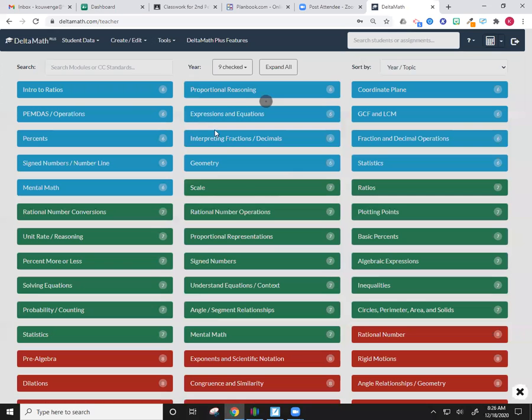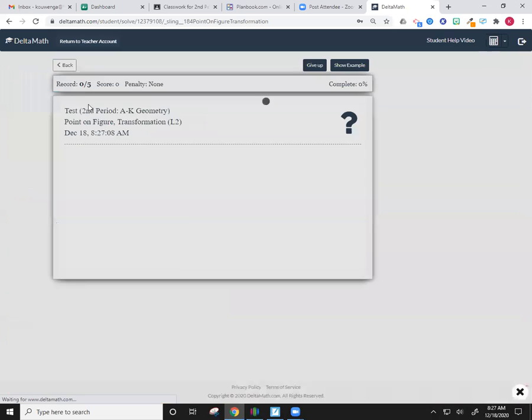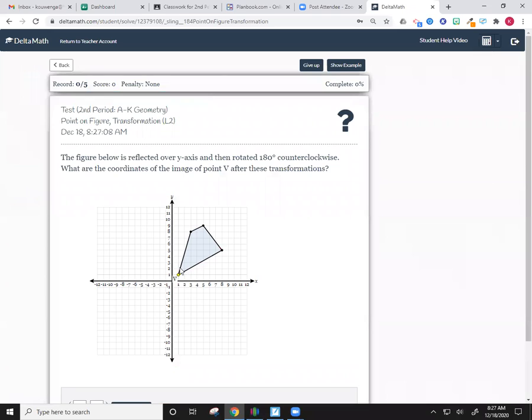So I want to show you what it's going to look like today. You have 3 sets of problems to look at. This first one, where it says point on a figure, is going to ask you to follow that 1 point.